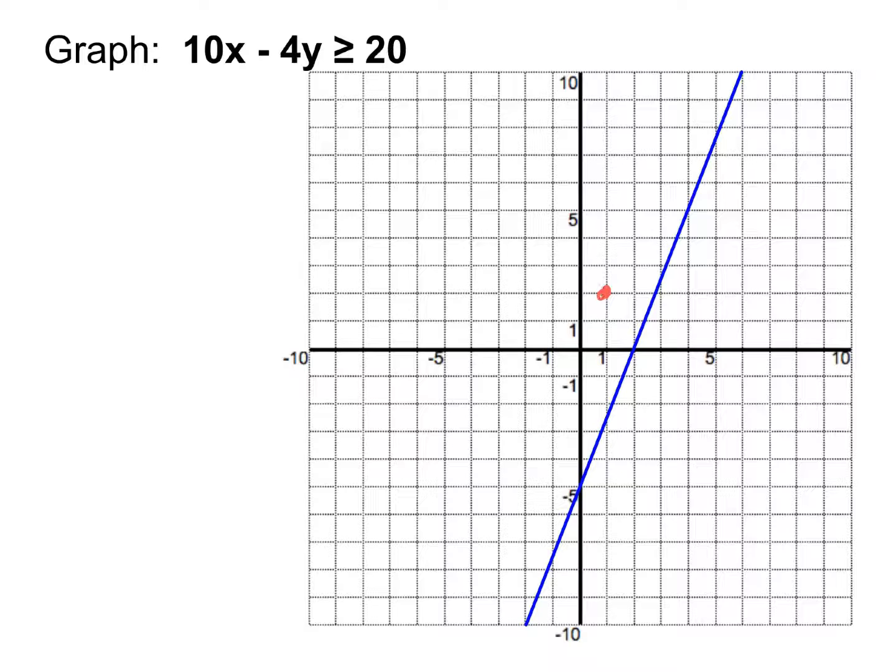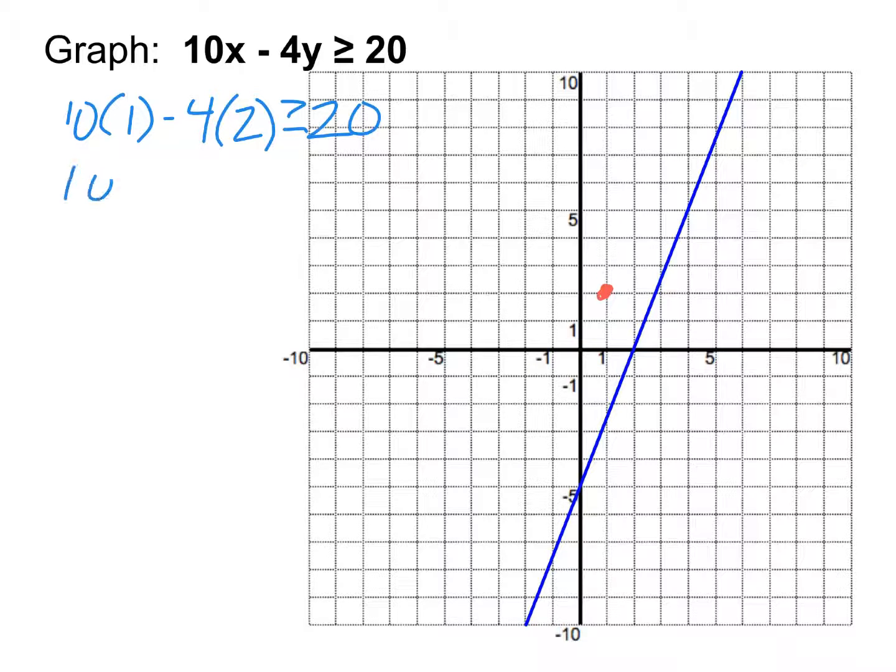I like this point. I'm going to pick the point 1, 2. And that's the one I'm going to test. Because the whole idea here is that if that works, every point on that side will also work. And if it doesn't, then that tells me to shade on the other side instead. So I'm going to take that point and plug it in. So I go 10 times x, which there is 1, minus 4 times y, which in this case is 2, and it's greater than or equal to 20. I want to see if that is in fact the case.